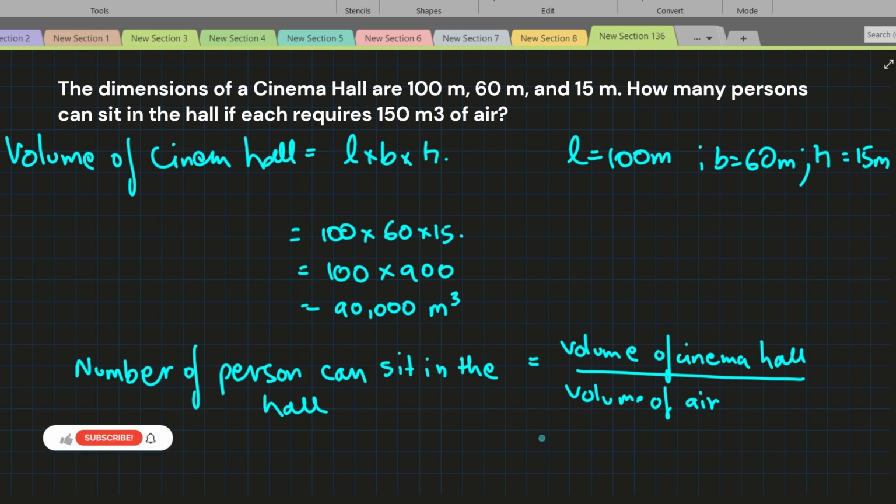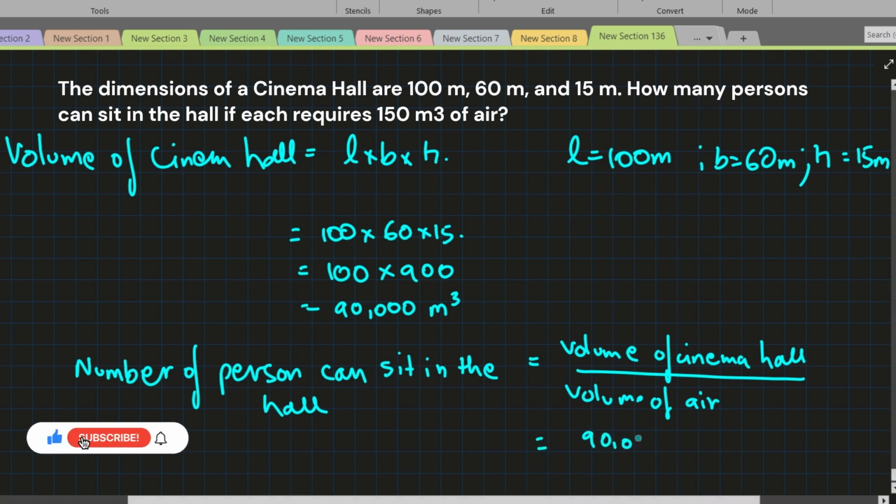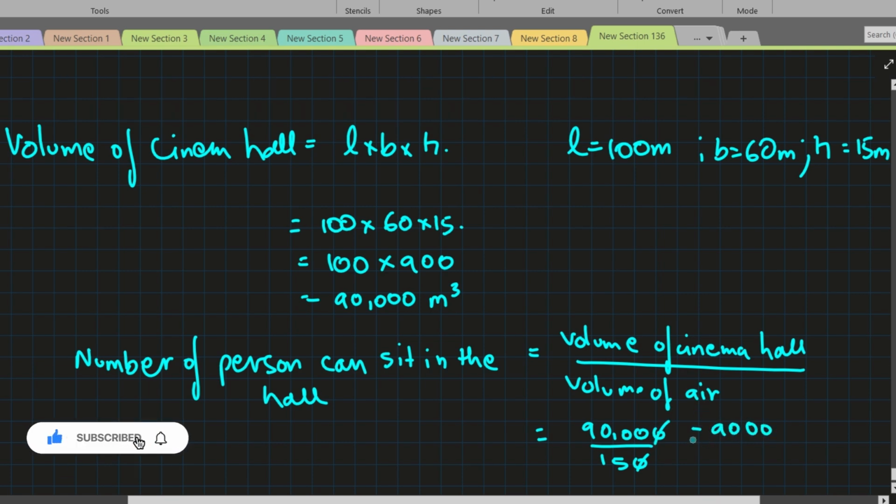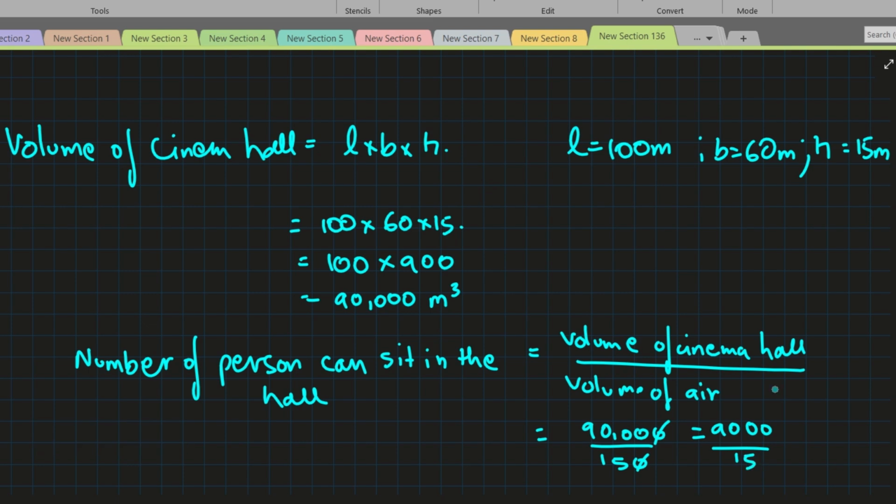Which is equal to 90,000 upon 150. We reduce this fraction by cutting out the 0. We get 9,000 upon 15, which is equal to, when we divide this, we get 600. Therefore, 600 persons can sit in the hall.